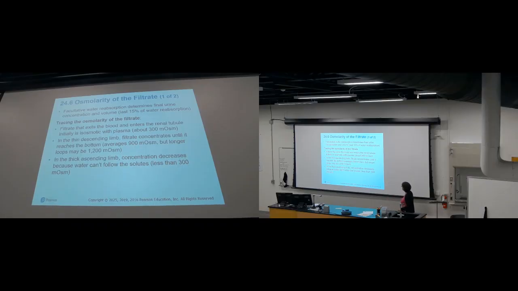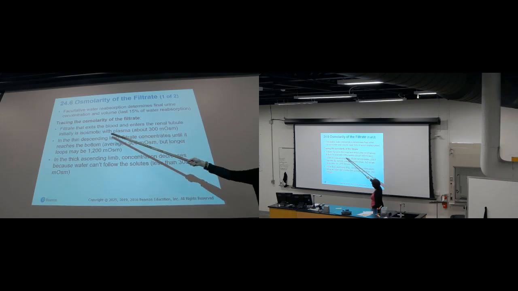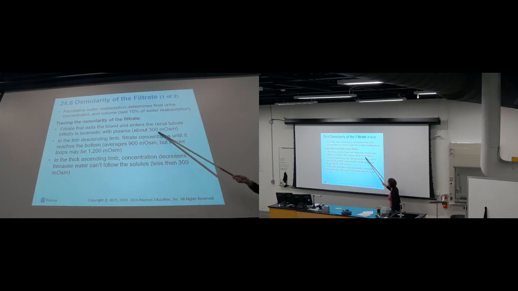Okay, now for the osmolarity of the filtrate. The filtrate that enters your renal tubule is typically isosmotic with the plasma. In our plasma we have 300 milliosmoles, so it's the same as the one that we have in this tubule. As your renal tubule receives this tubular fluid, it will change this osmolarity based on where it's located.